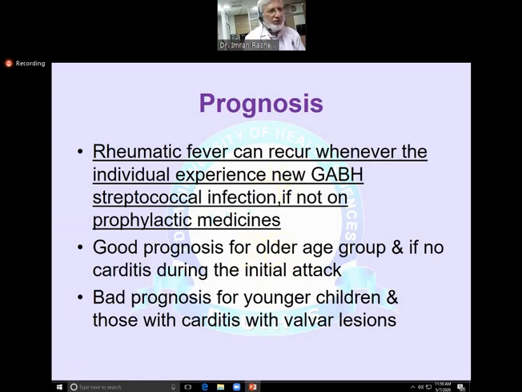There is good prognosis for the older age group, and if there is no carditis during the initial attack. So if the patient was older, say 10 or 12 years, at the first attack, the chances are that the prognosis will be good. Especially good prognosis is seen in those patients where there is only arthritis as the major complication and no carditis during the initial attack. Those children who have only arthritis during the first attack, not involving the heart, have very good prognosis. Bad prognosis is for younger children and those with carditis with valvular lesions.